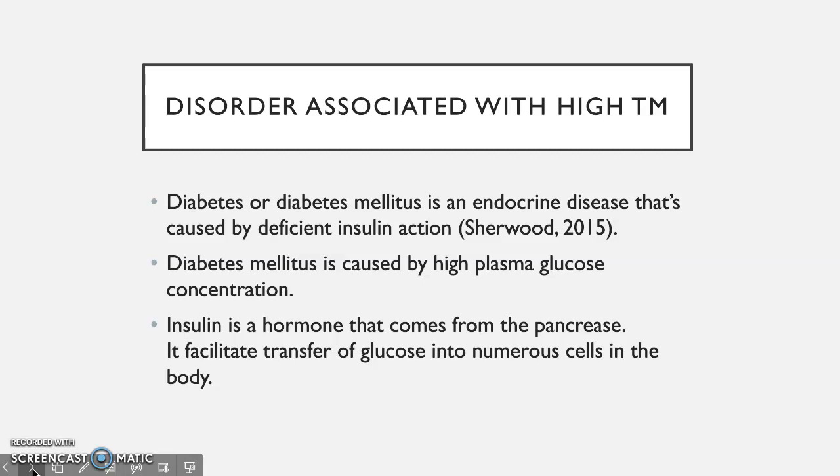Disorders associated with high TM. As mentioned in the previous slide, when glucose concentrations are too high, it can cause serious health problems such as diabetes, or diabetes mellitus. It is an endocrine disease caused by deficient insulin action. Insulin is a pancreatic hormone that facilitates transport of glucose into many blood cells.